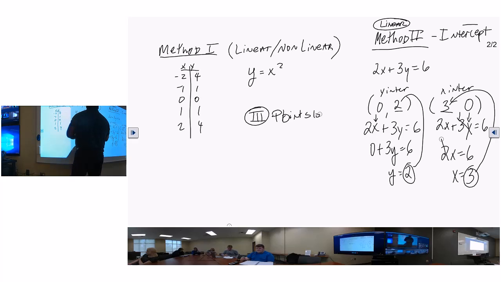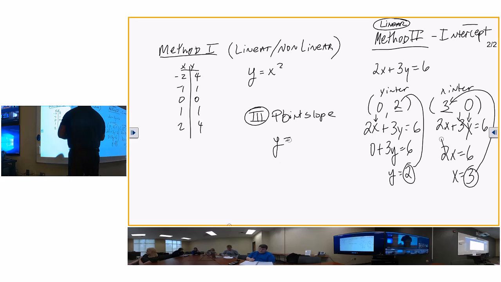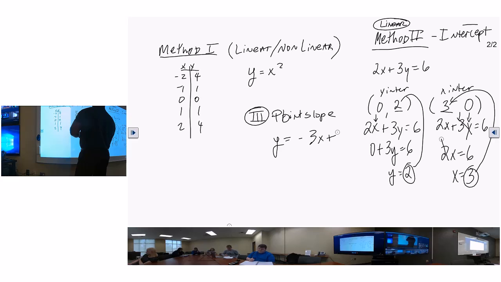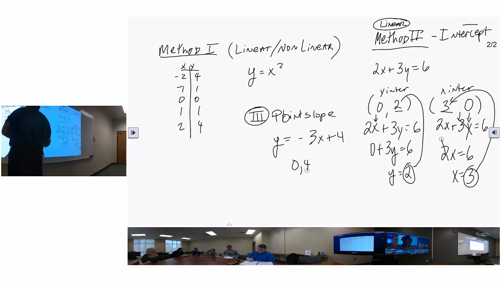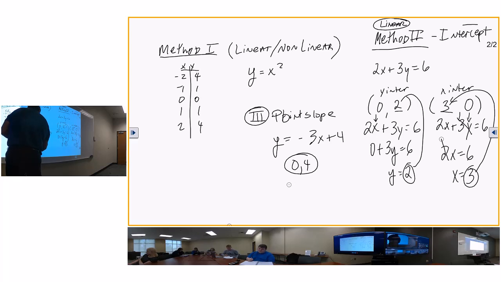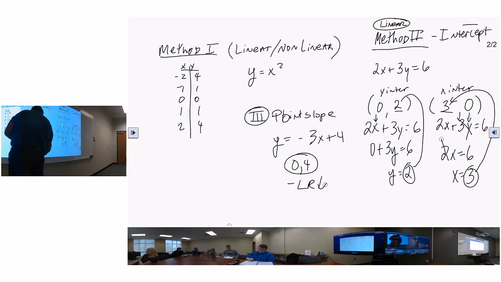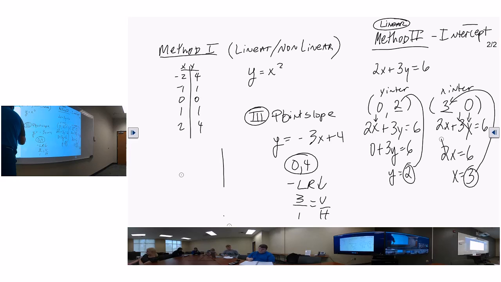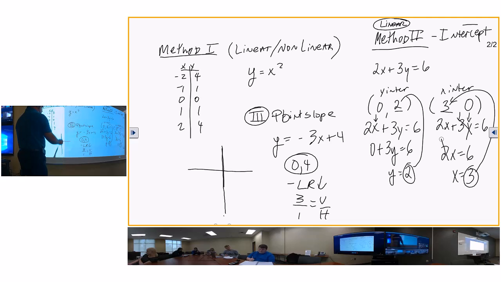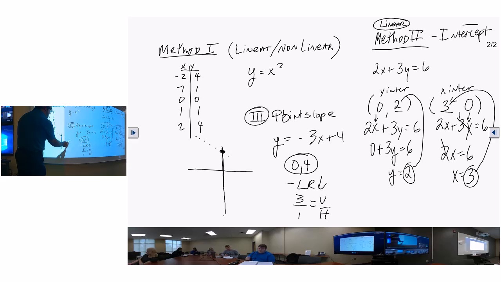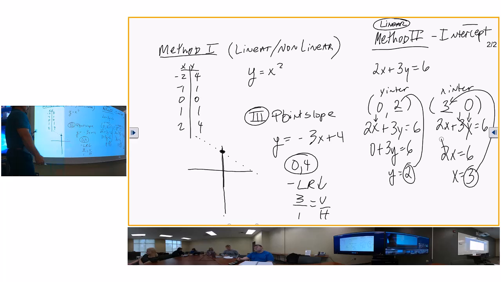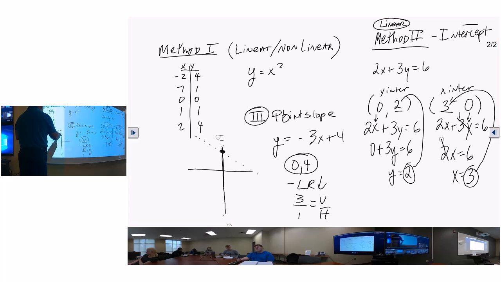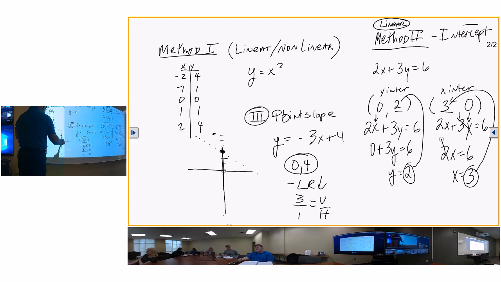Point slope method. And y is equal to negative 3x plus 4. 0, 4 is your y-intercept. You've got a negative slope, which means left to right down. And your 3 over 1 is your vertical over your horizontal. So 0, 4, that's our y-intercept. We've got a line going left to right down. And then 3 up, 1 over. 1, 2, 3, 1 over. 1, 2, 3, 1 over.